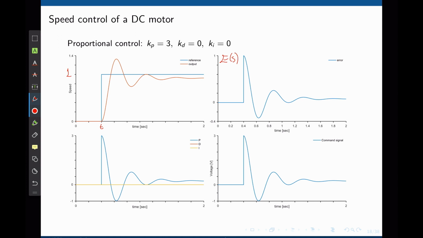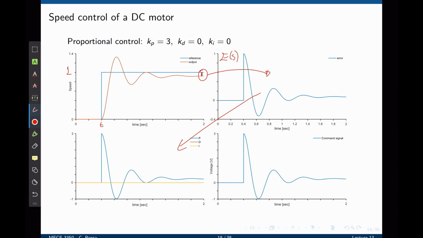We can see that with this proportional controller there is a steady state error right here. This steady state error results in a constant error that gives a constant voltage applied to the motor. And this needs to occur. There must be a steady state error. If the error becomes 0, then the voltage applied to the motor would be 0. In order for a voltage to be applied to the motor, there must be a difference between the desired and the actual speed, and that's what leads to the steady state error.